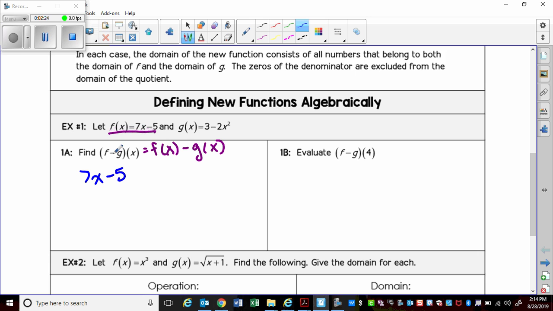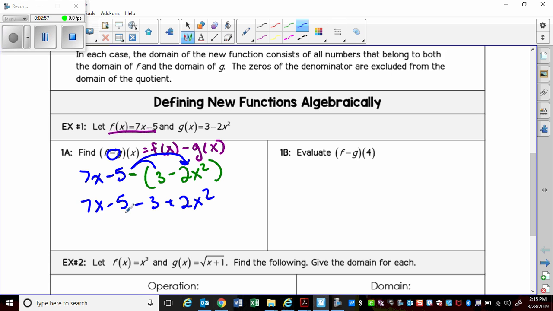And then I'm going to subtract, because we're talking about the difference. So minus, and this time we have to use our parentheses. We're going to have to distribute. g of x is 3 minus 2x squared, okay? It's really important that I put the g of x in parentheses because I have a minus here. I need to distribute into the binomial. This is going to be 7x minus 5 minus 3, and then plus 2x squared.